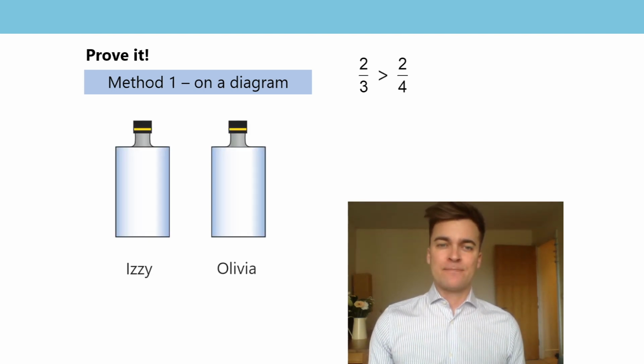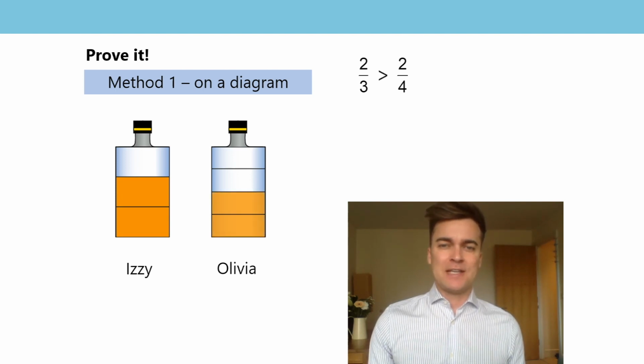Here's mine. I started off my diagram making it look like a bottle, because of course it's about juice, isn't it? We're comparing amounts of juice. So one bottle divided into 3 equal parts and the other into 4 equal parts. There's Izzy's juice, 2 of those equal parts, and Olivia's juice, 2 of the 4 equal parts. And we can see Izzy's juice is greater than, there's more of it than Olivia's.